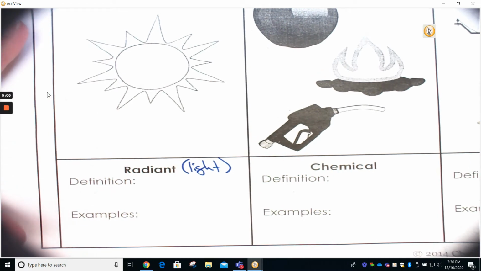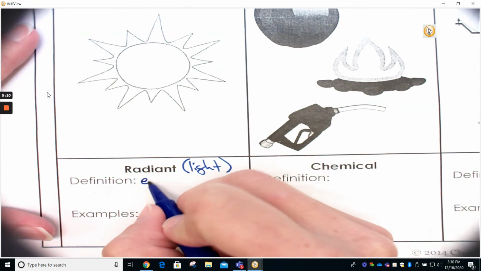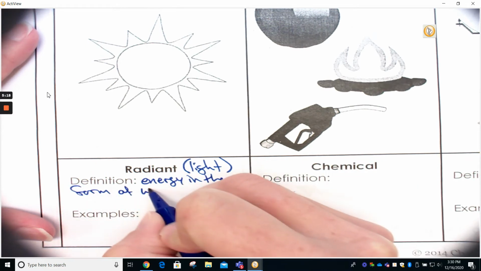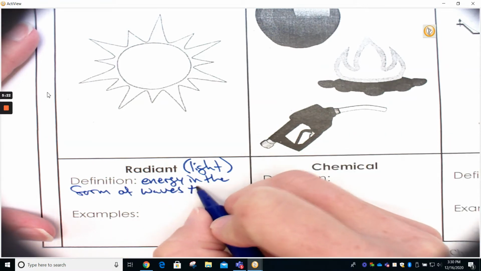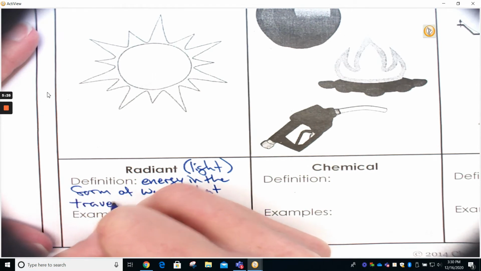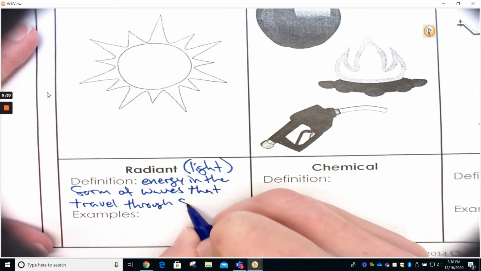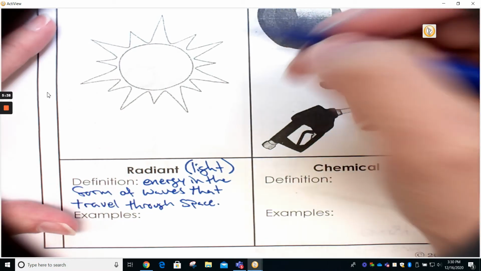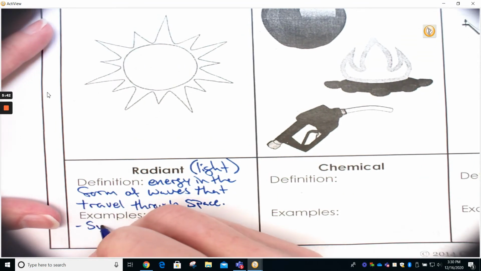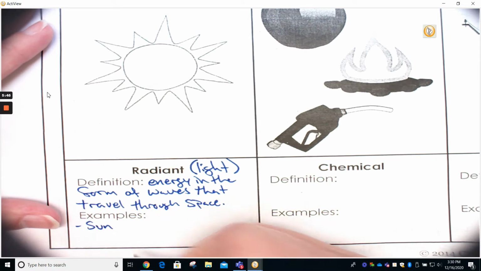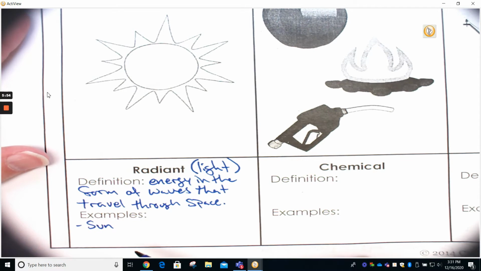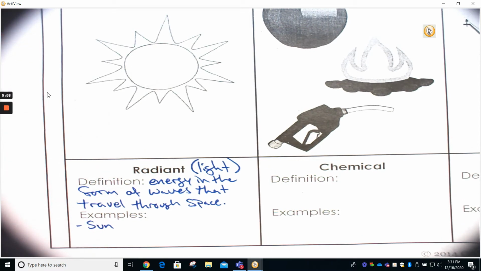The definition of radiant energy or light energy is energy in the form of waves that travel through space. Okay, energy in the form of waves that travel through space. Some good examples of this, boom, right here, we've got the sun. So we could put sun or a microwave, radio wave. Any of these things are radiant energy, even if they're not giving off light. Your microwave doesn't really give off light while it's cooking, but it cooks things radiantly. Kind of crazy, right? Okay. If you can think of any other examples, you can write it down. I'm going to stick with the sun.